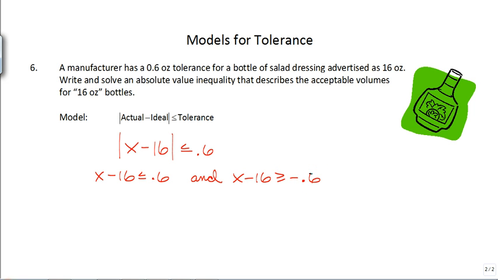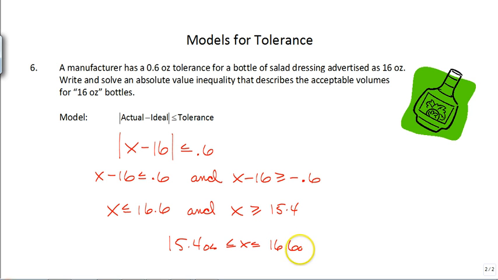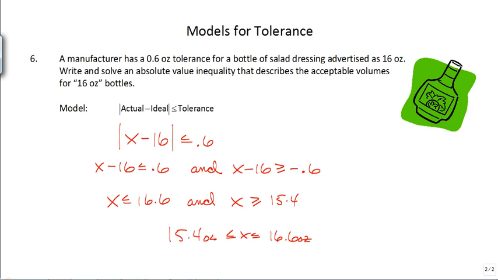And then you just have to solve by adding 16 to both sides. So we're going to have x is less than or equal to 16.6 and x is greater than or equal to 15.4. So the acceptable range for a bottle of salad dressing is going to be anywhere from 15.4 ounces to 16.6 ounces. Anything outside of that range would be denied and would not be sold. All right, so that's an idea of what tolerance is.